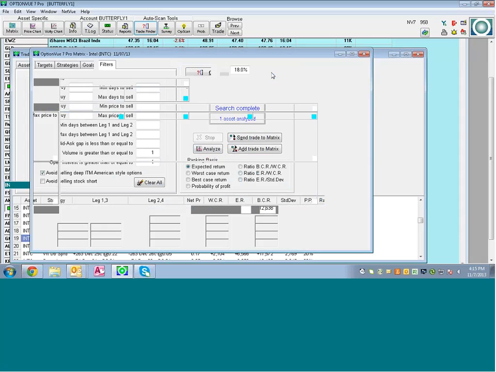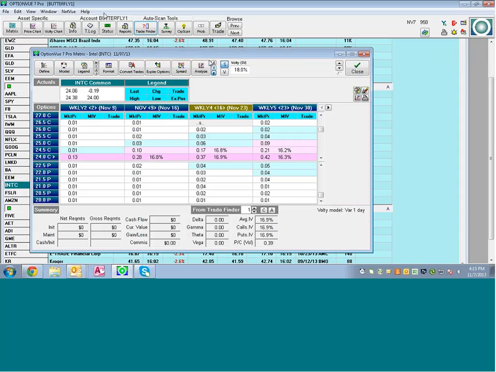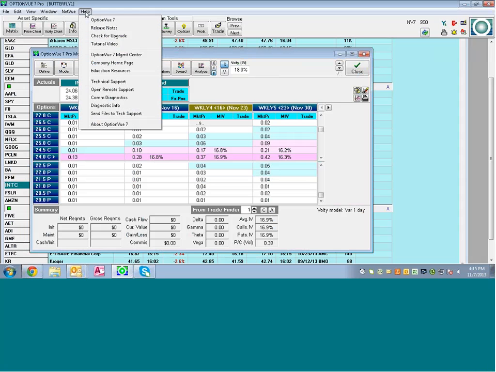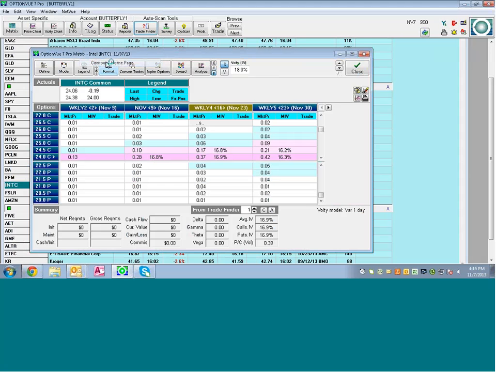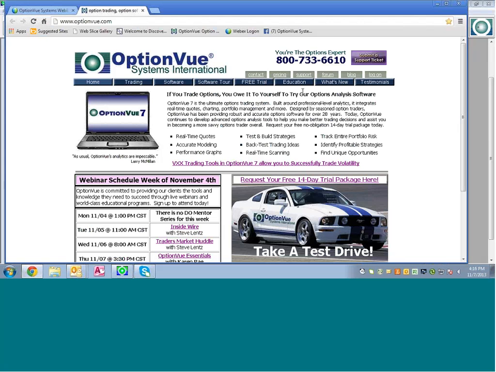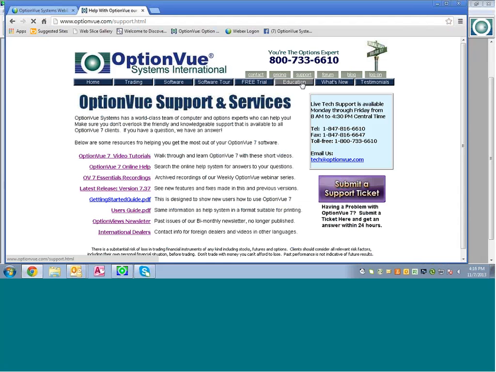So I'm going to just do a little recap. Before I do the recap, I wanted to show you at the beginning where you can go into Help and look for the User's Guide. I would actually want to take you to the company homepage and show you the Support tab. Here's the Getting Started Guide, and here's the User's Guide.